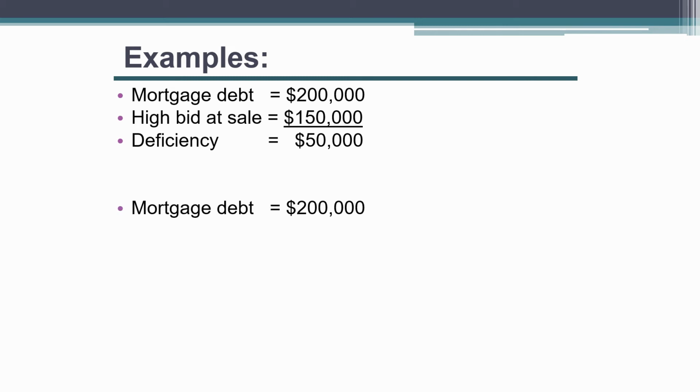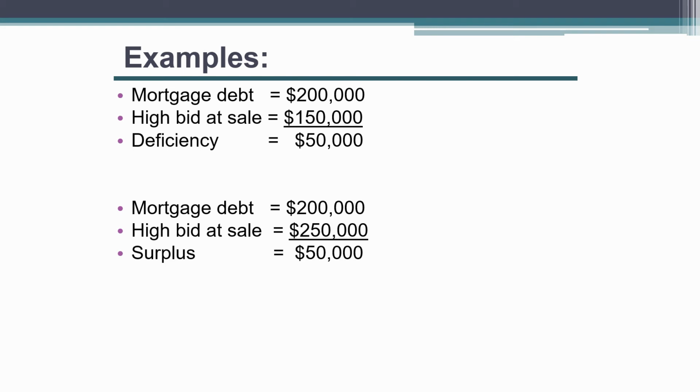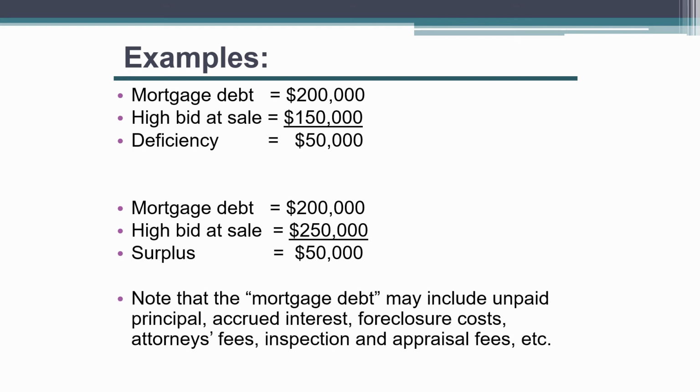Again, suppose the mortgage debt is $200,000, but this time the high bid at the sale is higher. It's $250,000. Now we have a surplus of $50,000 after we have fully paid off the mortgage debt. And so the remaining $50,000 will go to the borrower if there are no junior lien holders.